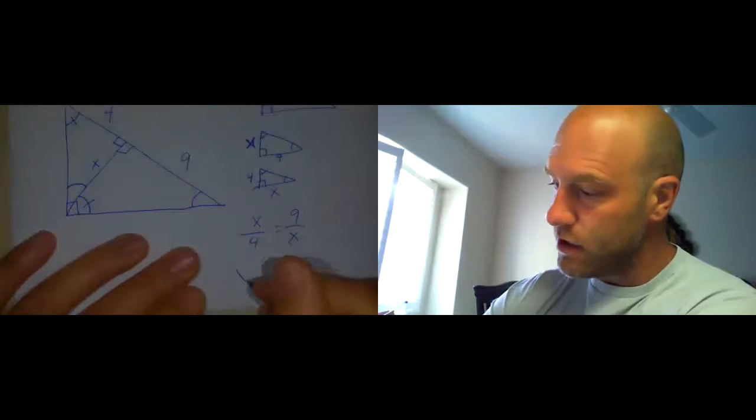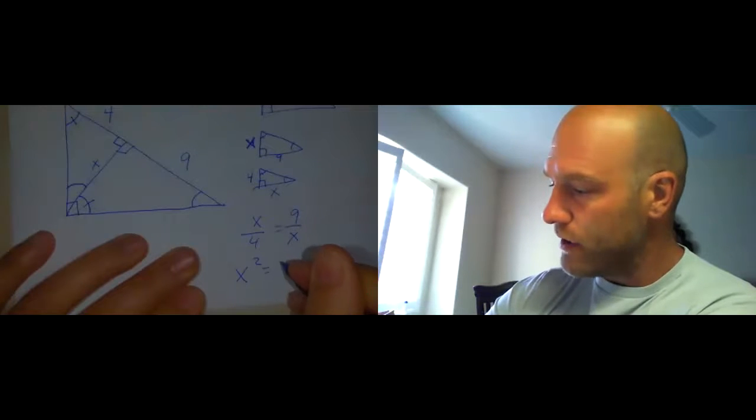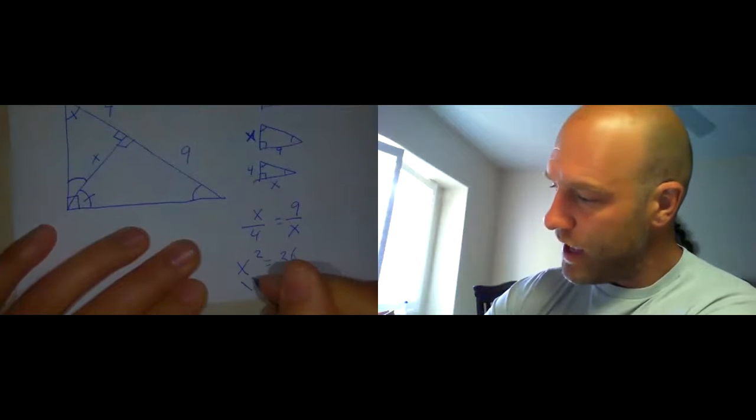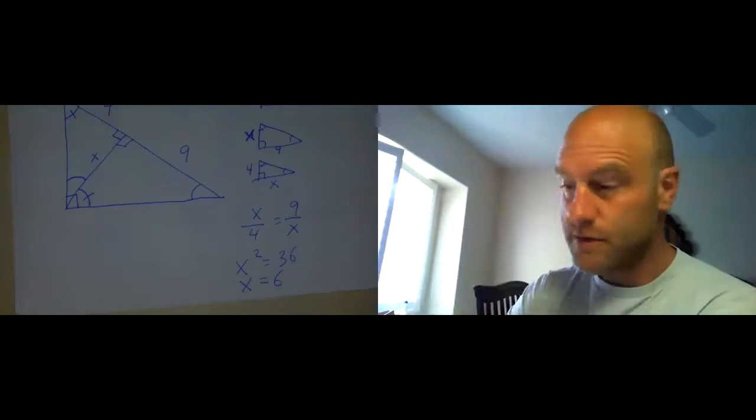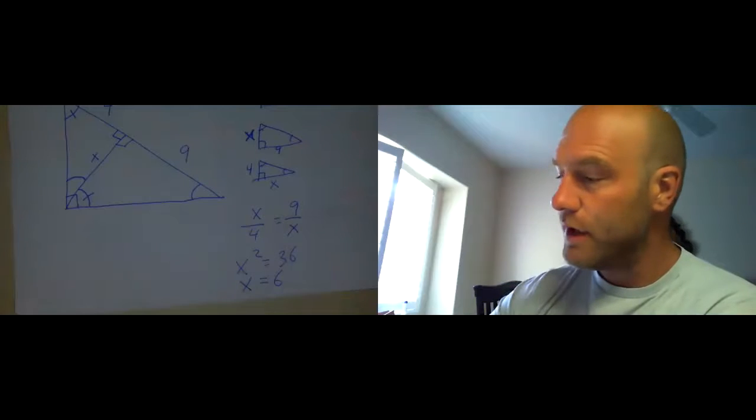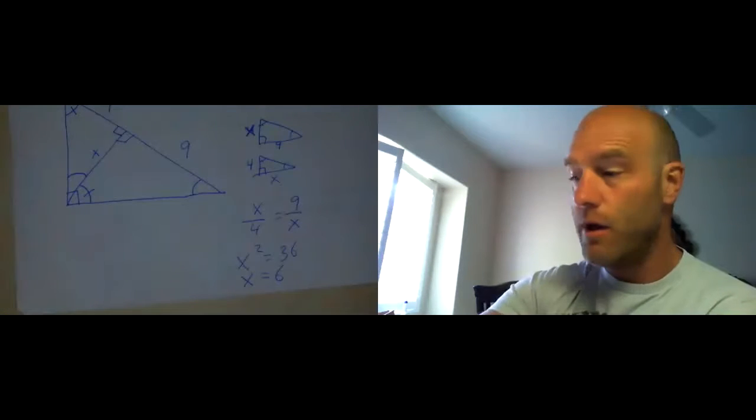If a proportion exists, then you can cross multiply. X squared equals 36, and x equals 6. Algebraically, it would be plus or minus 6, but obviously the negative one doesn't make any sense. All right, that is the basic form.